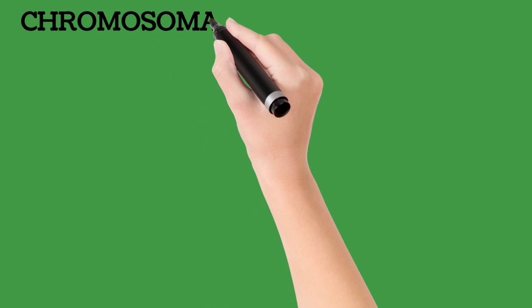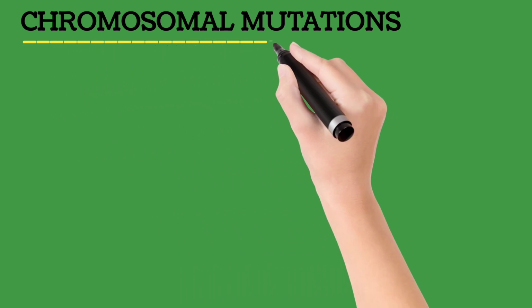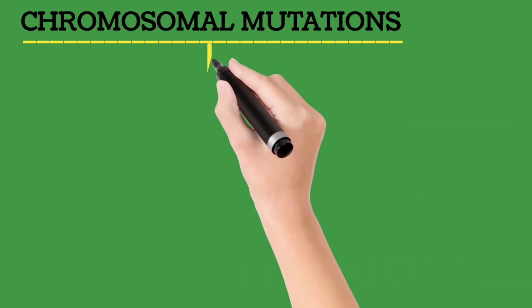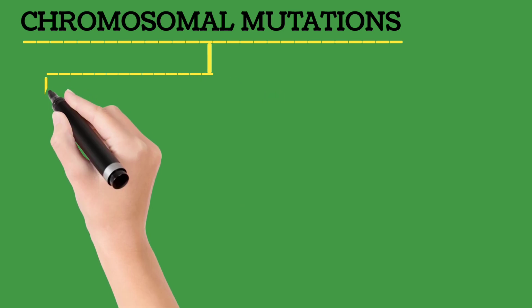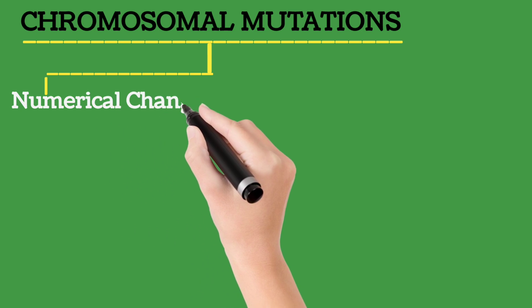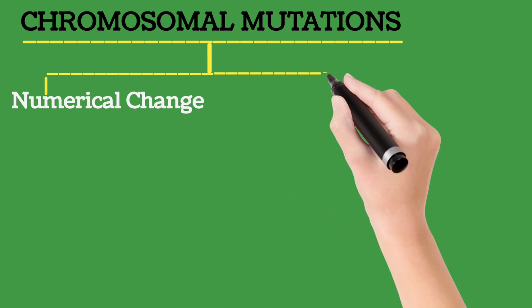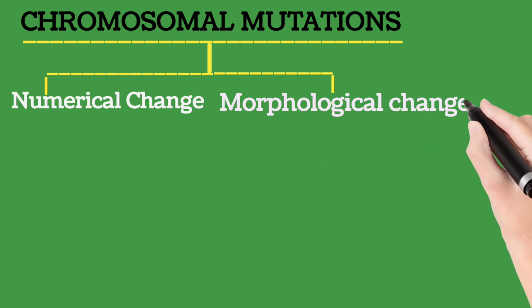Now here we have a very important topic for discussion. This is known as chromosomal mutations. My dear friends, these are the changes which occur in a normal chromosome, right? And these changes or mutations have broadly two types. Number one is numerical change, and second, very important, is known as morphological chromosomal mutations.